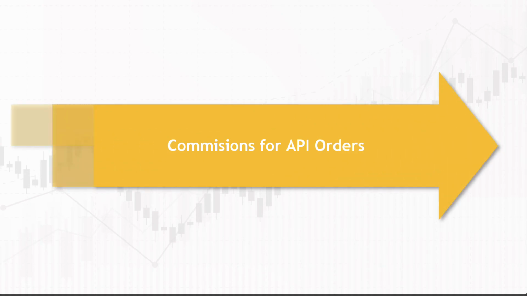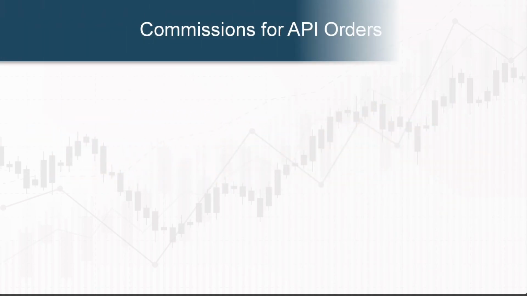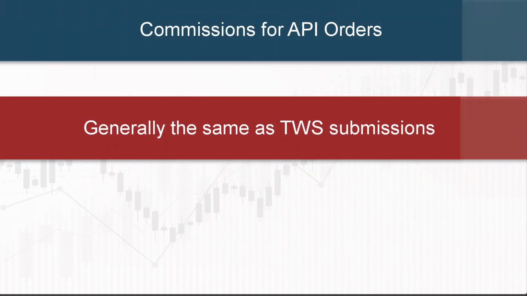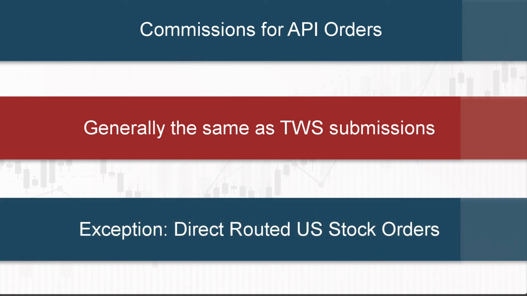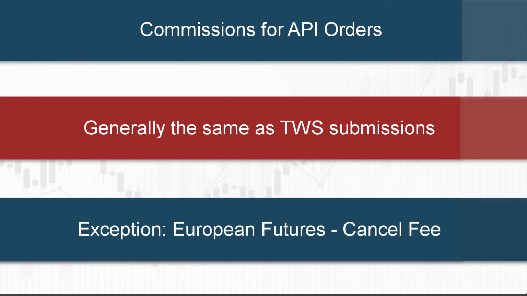The commissions for API orders would in general be exactly the same as an order placed by any other means. There are a couple exceptions, one of which is for direct, as opposed to smart route, US stock orders. Executions which result from direct route stock orders have a commission of 3/4 of a penny per share, whereas executions from smart route stock orders would have a commission of 1/2 penny per share under the fixed commission structure. Additionally, there is also a fee for canceling European futures orders in some cases from the API. More details are available on that from the website.